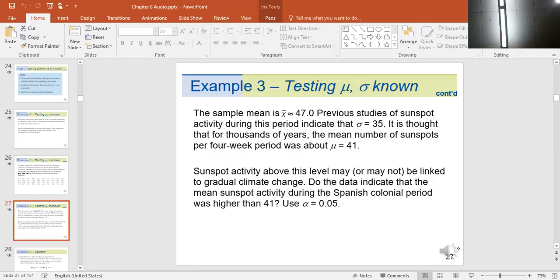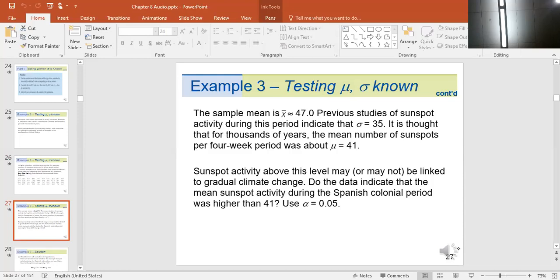Is this claim H0 or H1? H1, right? Mu is greater than 41. And H0 is mu equals 41. Remember that equal is just a symbol here. It doesn't really mean that it's equal.